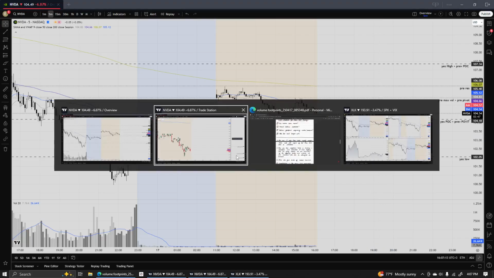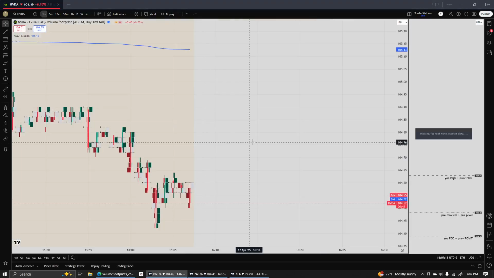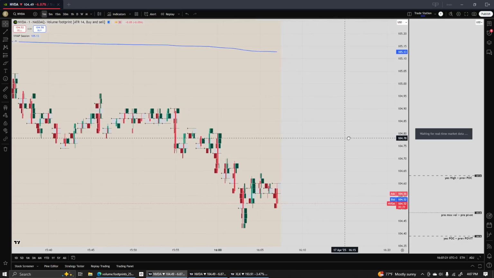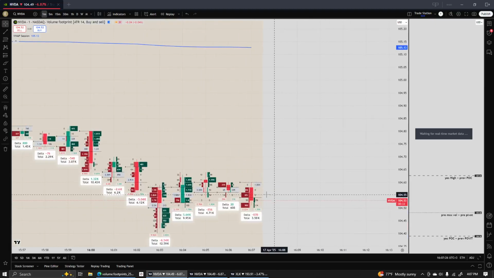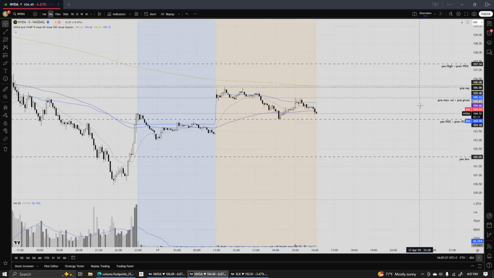How will I behave if I start seeing positive delta but red candles near any of these resistance levels? For example, we have 105.39, 106, and 107. How do I behave? First of all, I will see where the buying strength has come from.